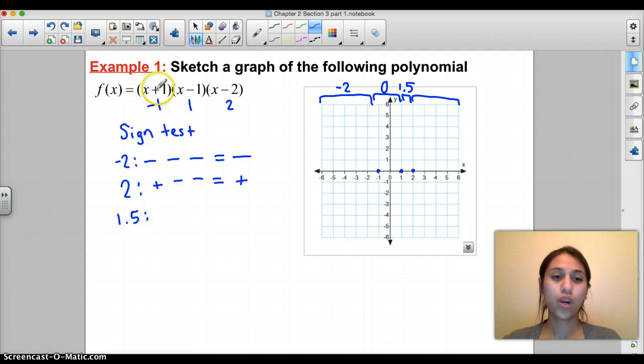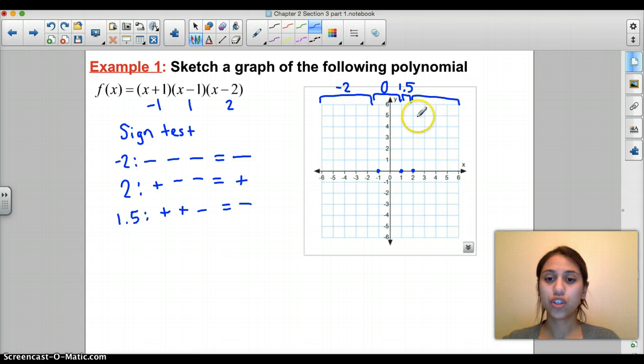Testing that, 1.5 plus 1 is a positive value. 1.5 minus 1 is what? Positive value. And 1.5 minus 2 is negative. Positive times a positive is positive, times a negative is a negative.